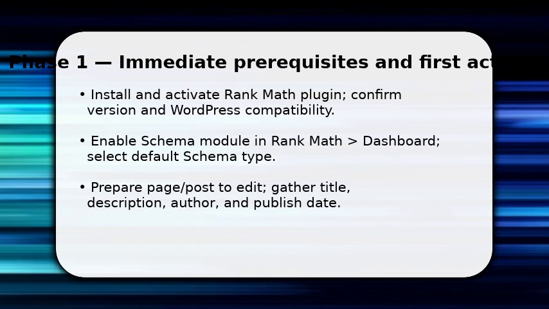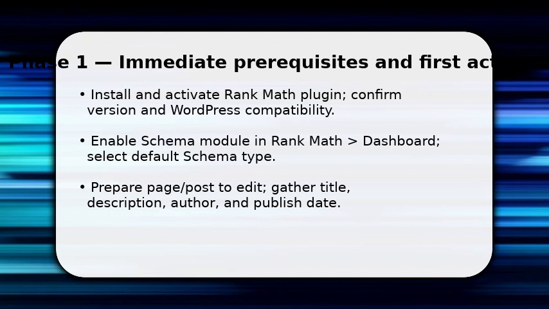Next, locate the Rankmath meta box below the editor and click the Schema tab. This is where you begin choosing types and populating values. Make sure your WordPress user role permits editing schema.